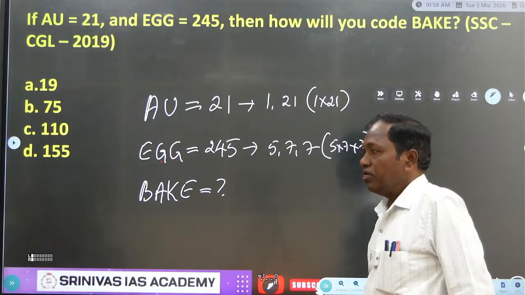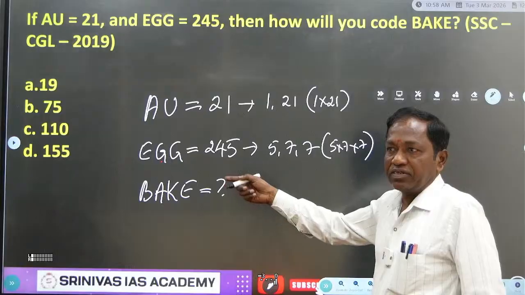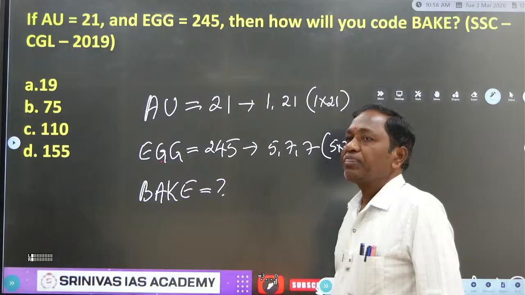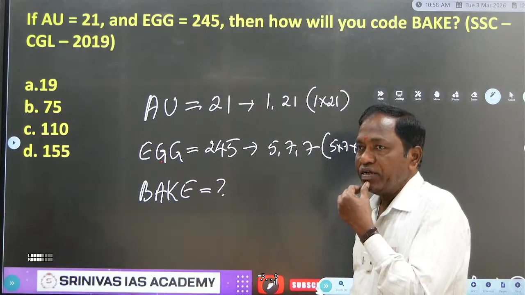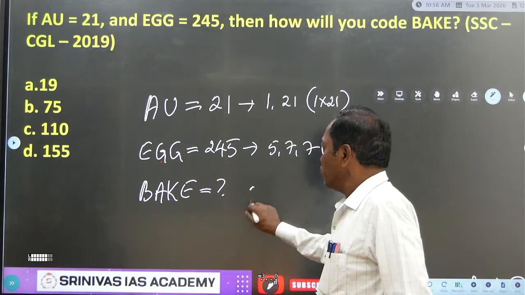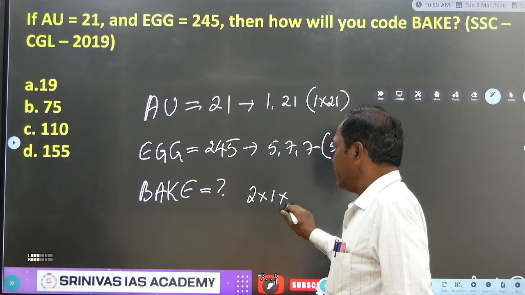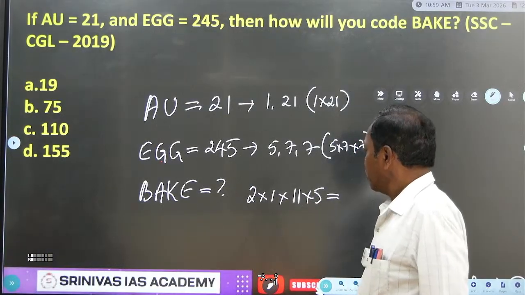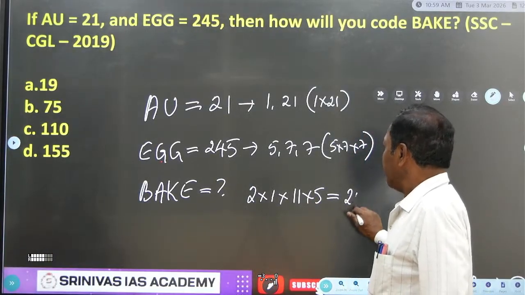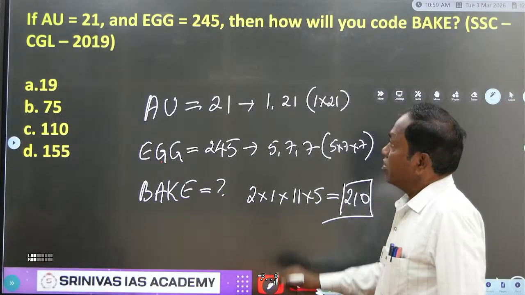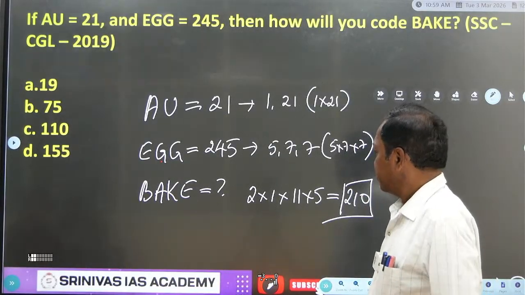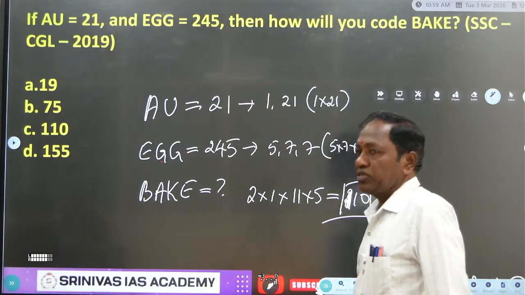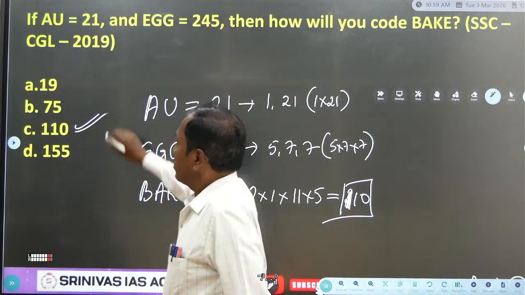7 into 7, 49, 49 into 5, 245. That's right. Because this is a very big number, definitely not addition, it is product. The positions of the letters in the alphabet should be multiplied. It means 2 into 1 into 11 into 5. 2 into 10, 210. Check that calculation. 55 into 2, sorry, 110. Option C. Option C, that is.